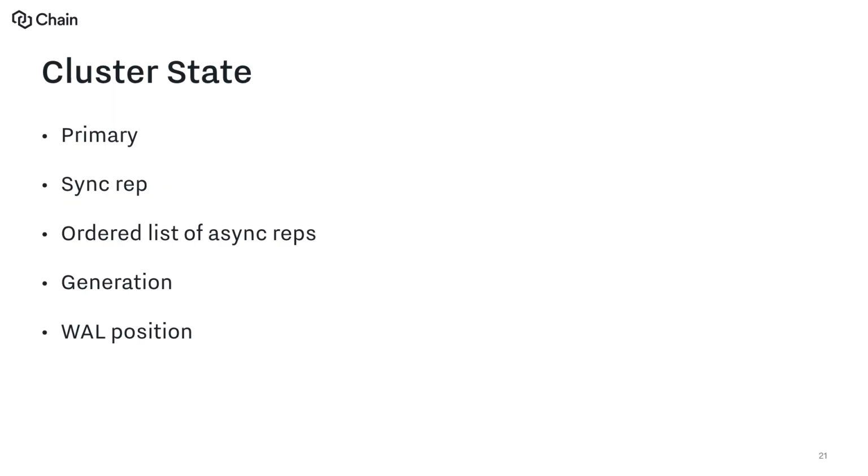So the cluster state includes unique identifiers for the primary, for the sync rep, and for every async rep. It also includes an integer representing the generation. What that means is if a peer changes the cluster state, it also increments that generation. So this helps prevent collisions. Lastly, the position of the write-ahead log is also stored in cluster state, and that can be used to prevent data loss in certain edge-case failure conditions. And I'm just not going to go into that tonight.